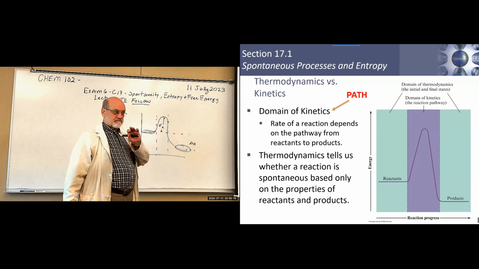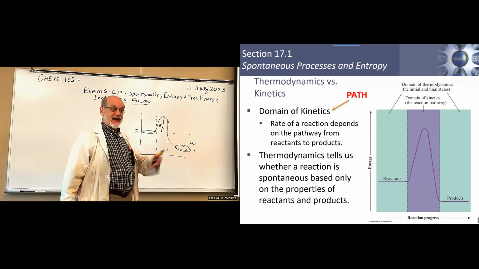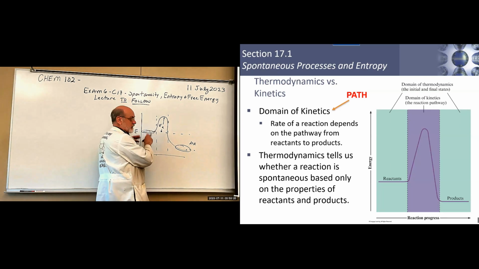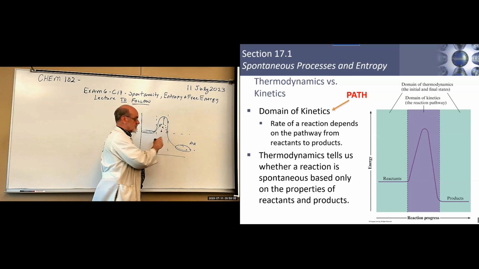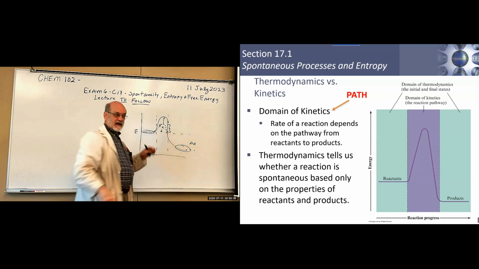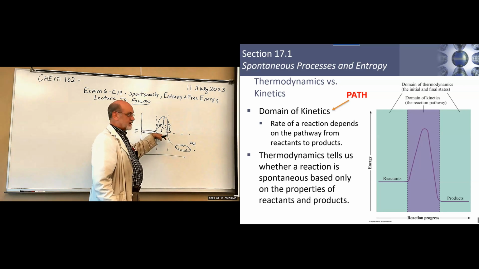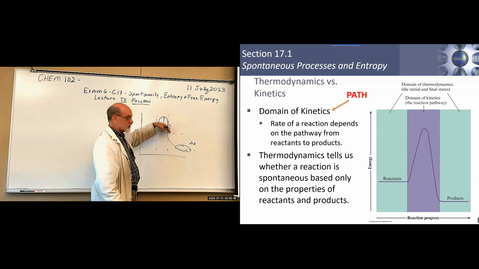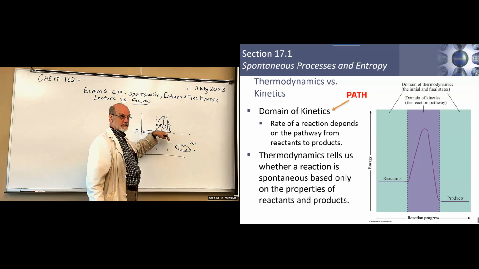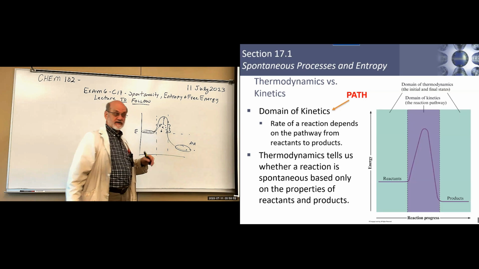Now, one of the best ways to describe why path matters is if we introduced a catalyst. If we introduce a catalyst, then the activation energy becomes less, right? It becomes here. And that's because the reaction follows a different path with the catalyst than it does without the catalyst. Without the catalyst, it takes more energy, so the reaction runs slower. With a catalyst, the path is different, and the amount of energy required is less.